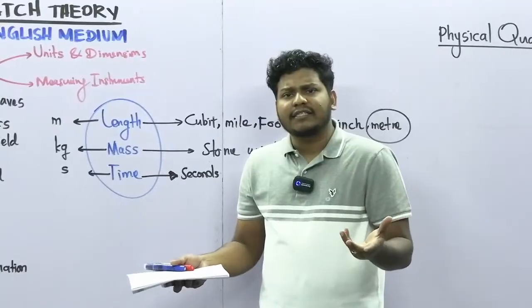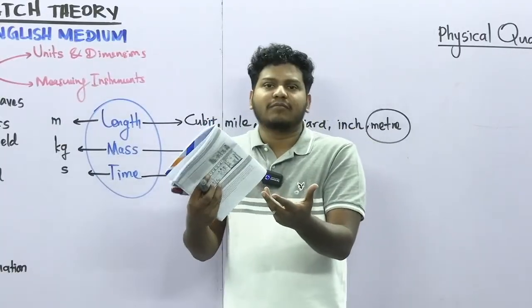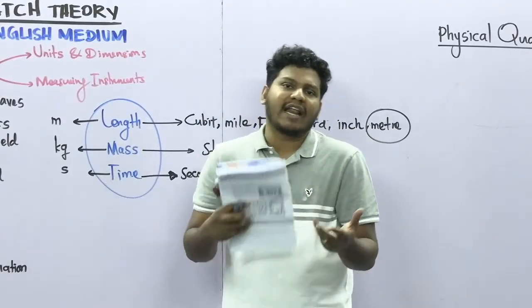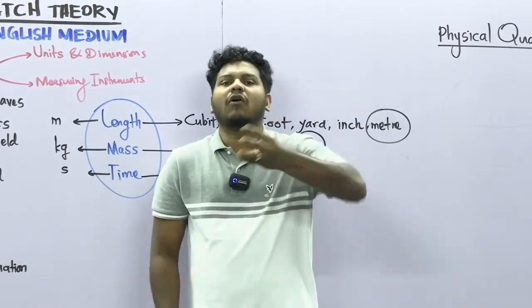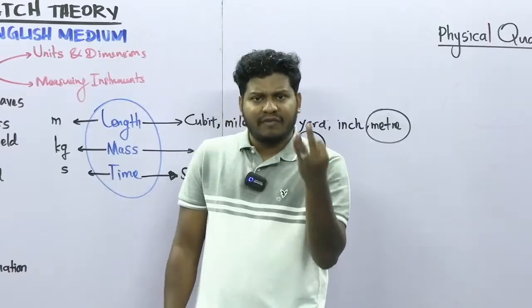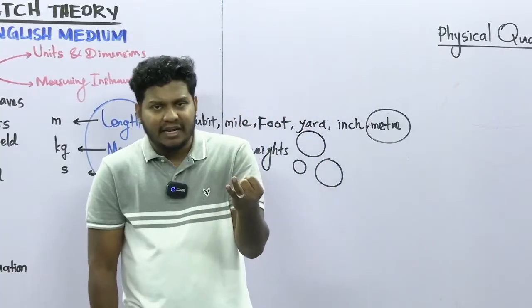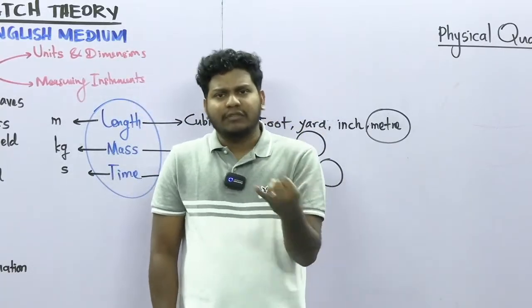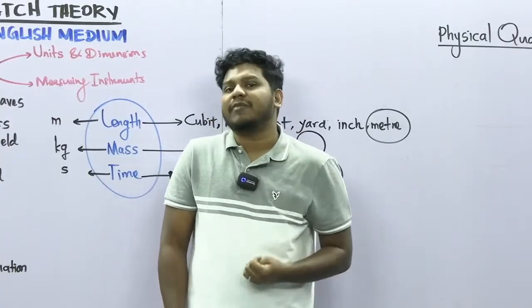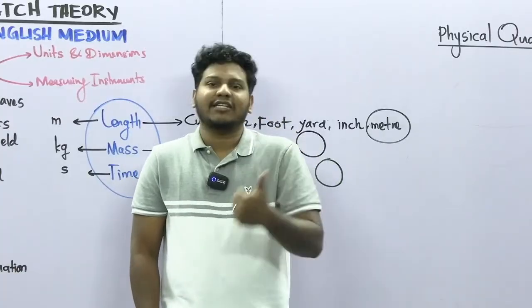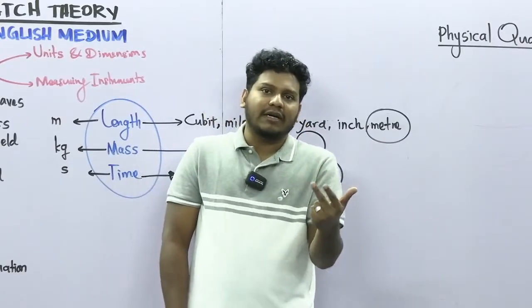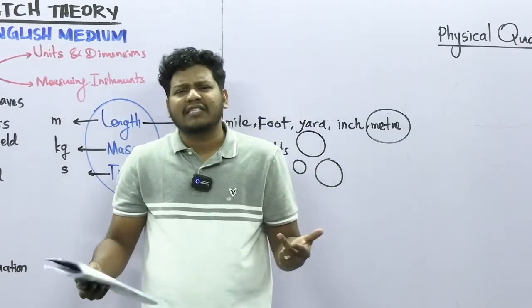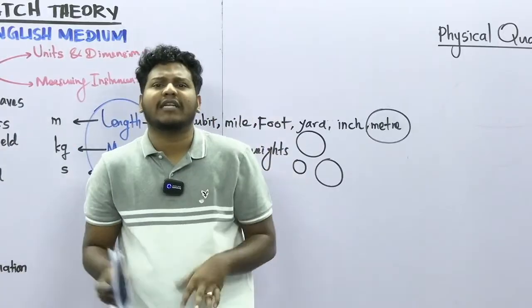Others, like electricity, are also physical quantities. We can measure the current. Voltage is a physical quantity. We can measure the voltage. Speed is a physical quantity. Velocity is a physical quantity. Displacement is a physical quantity. Acceleration is a physical quantity. Force is a physical quantity. Momentum is a physical quantity. Likewise, there are lots of physical quantities.